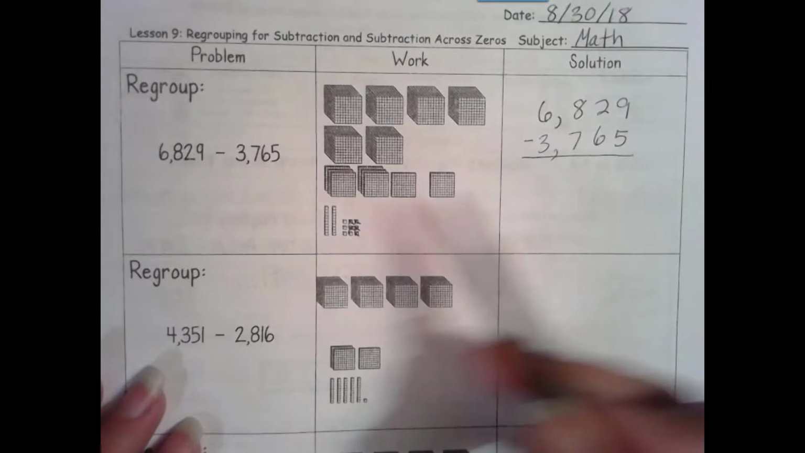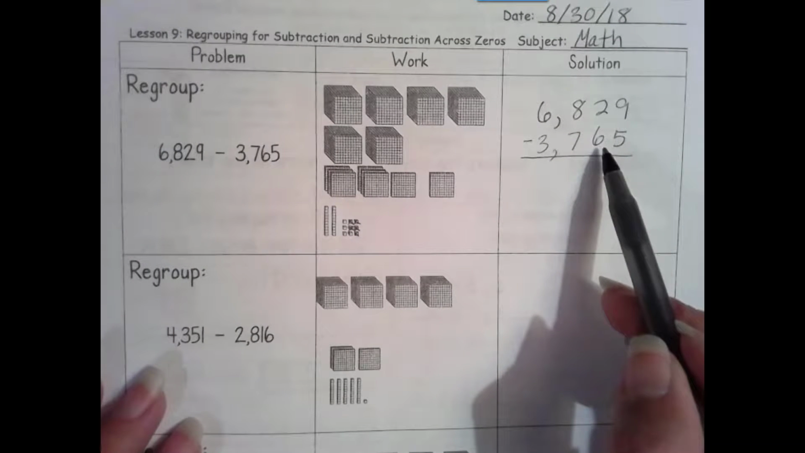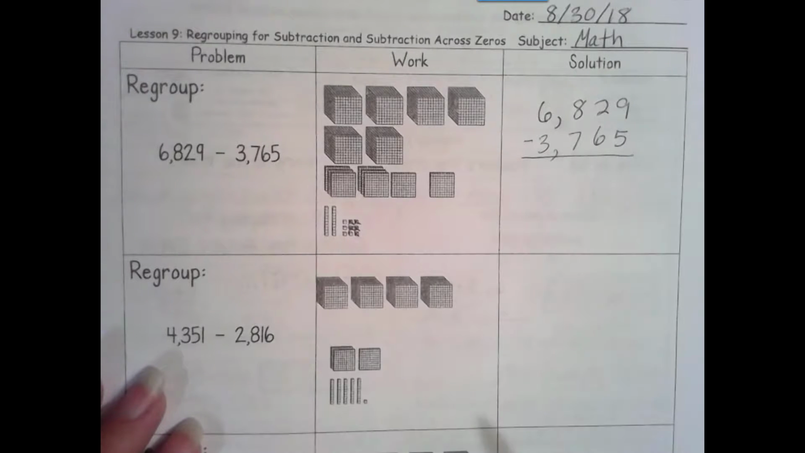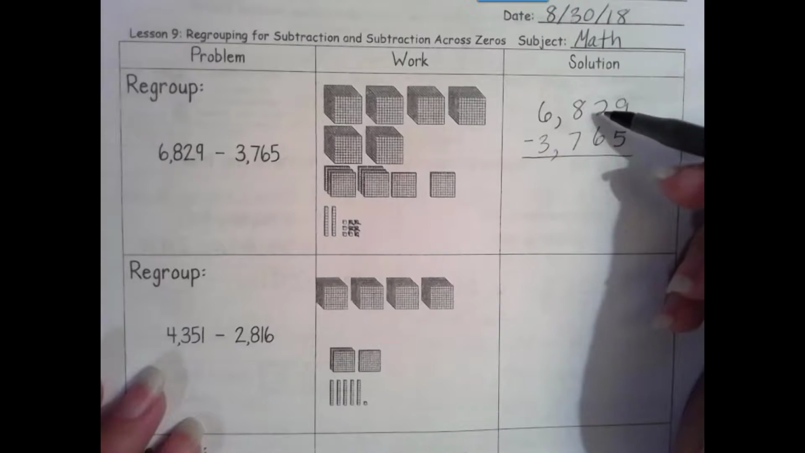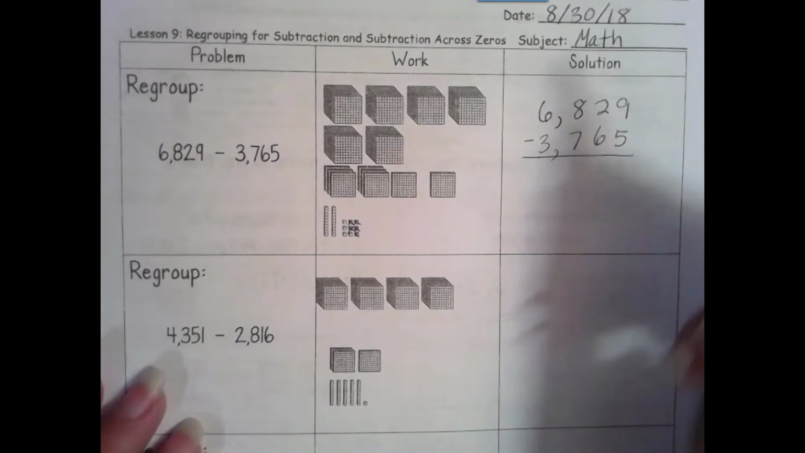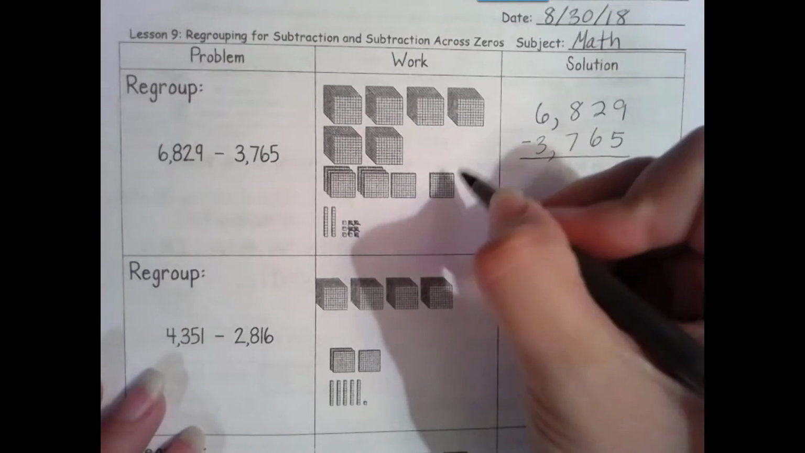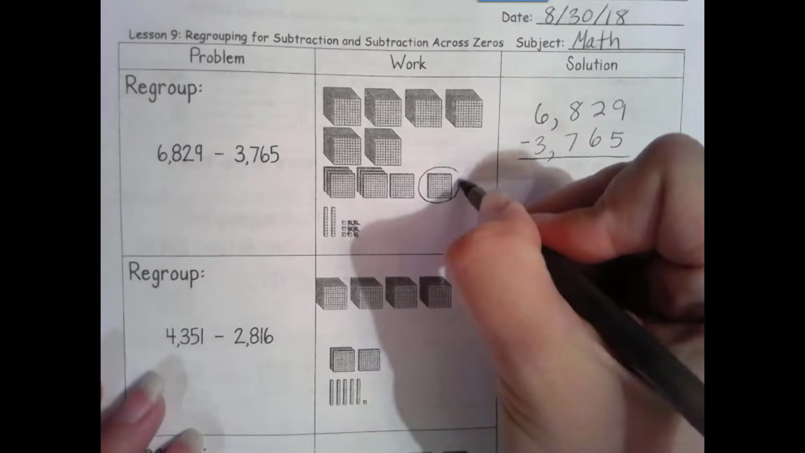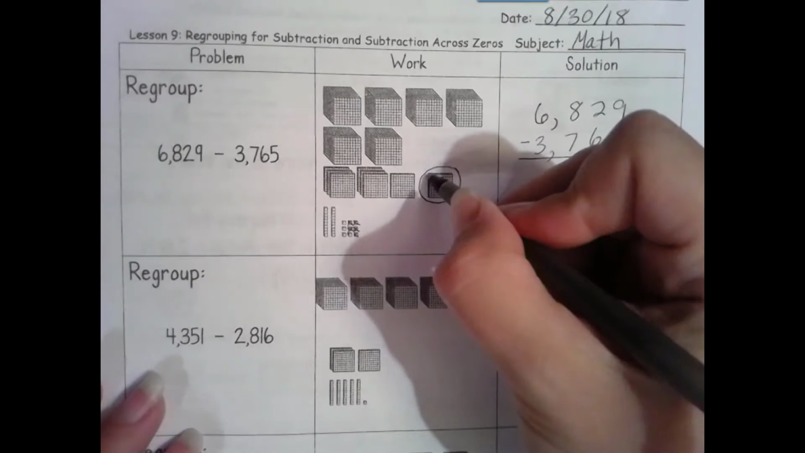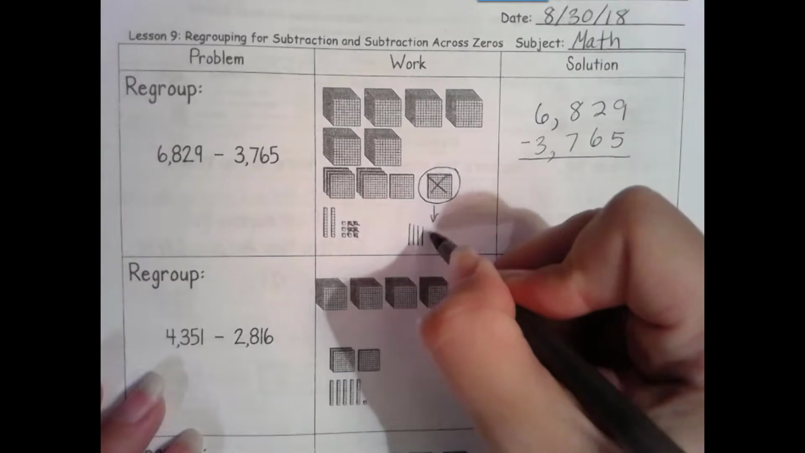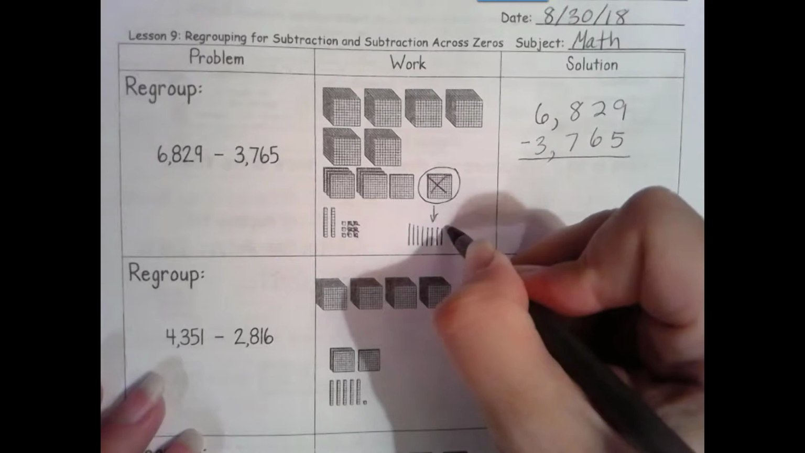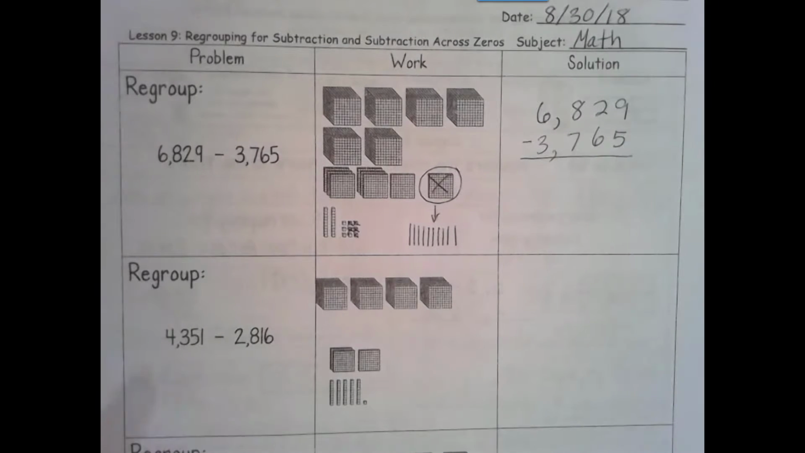Here I have 2 tens and I need to take away 6 tens. Can I just switch them and say I have 6 instead and take away 2? No, you cannot switch the numbers here. That is not allowed. But what I do have is I have 100 here that I could break up into 1, 2, 3, 4, 5, 6, 7, 8, 9, 10 tens.